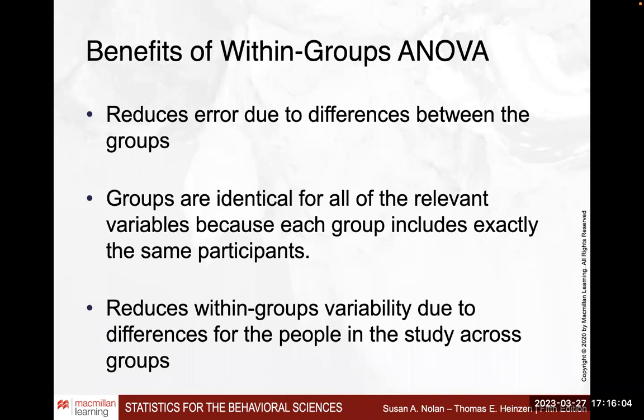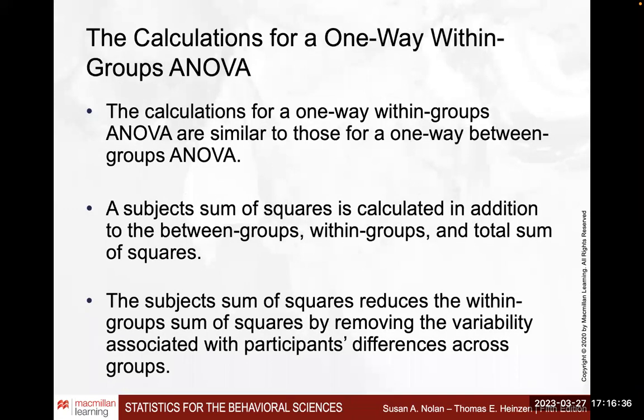So the groups are identical for all of the other relevant variables, because each group includes exactly the same participants. And that's what I said, right? You have the same individual. The variability of unknown factors like happiness as a baseline, or lifestyle factors, or is that individual depressed, is the individual on antidepressants, or whatever affects happiness, will be the same between all three groups, same individuals. This reduces within group variability due to differences across groups.